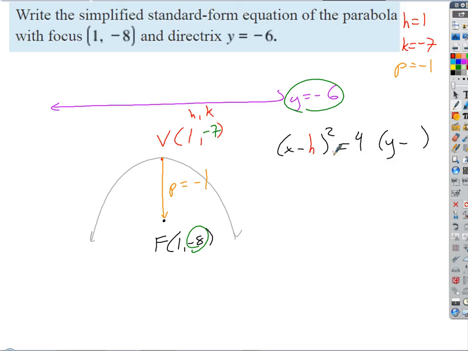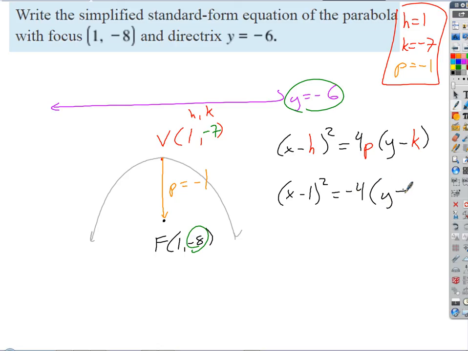(x minus h) squared equals 4p times (y minus k). So I've made all the parameters red. Those are the numbers we're going to be plugging in, and they are the values that we figured out from our graph. So what do we end up with? (x minus 1) squared equals 4 times negative 1, because p is negative 1, so negative 4, times (y minus negative 7). So that's my answer.